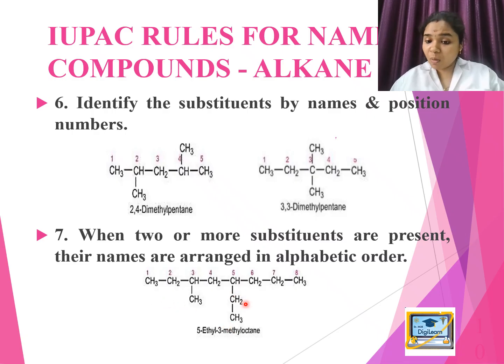Am I right? No. The rule is, when two or more substituents are present, their names should be arranged in alphabetical order. Ethyl and methyl. E for ethyl, M for methyl. Which comes first in alphabetical order? The letter E comes first. Later the M comes. So how we should name it here is, the ethyl should come first, next the methyl. So where is the ethyl present? In the fifth position. Irrespective of the position, the ethyl should come first. So 5 ethyl, 3 methyl octane. This is the rule you should never forget.